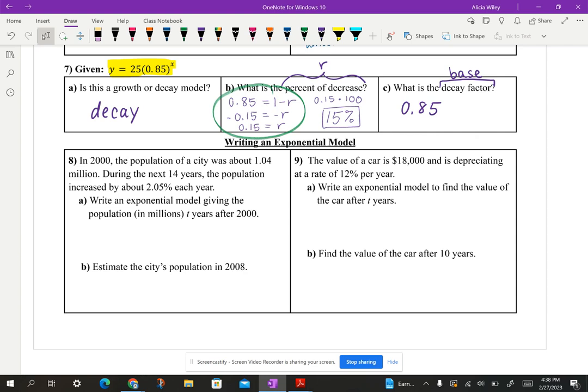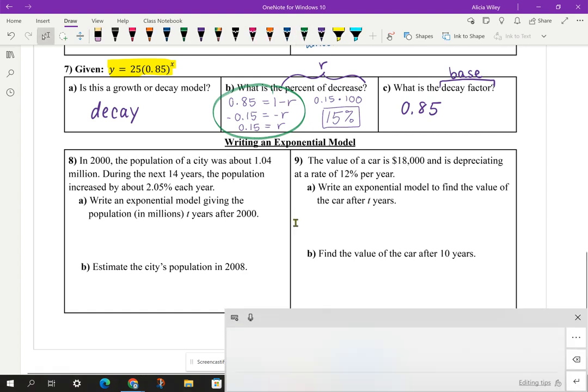Okay. All right. So in 2000, the population of a city was about 1.04 million. During the next 14 years, the population increased by about 2.05% each year. Write an exponential model giving the population in millions t years after 2000.